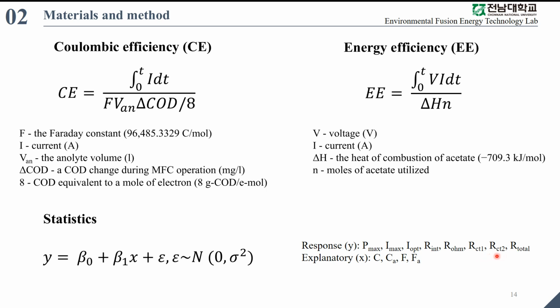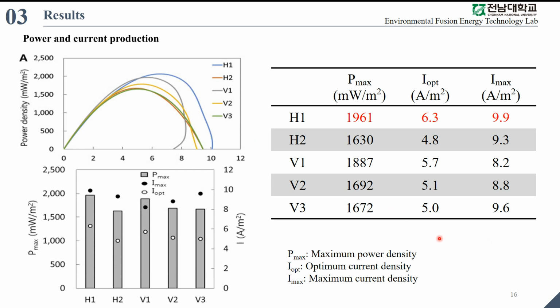RCT2 is charge transfer resistance 2 and R total is total resistance. Results. Polarization and power density results showed that H1 produced highest power and current. Maximum power density in average was highest in H1, 1961 mW per square meter, followed by V1, 1887 mW per square meter, V2, 1692 mW per square meter, V3, 1672 mW per square meter, and H2, 1630 mW per square meter.